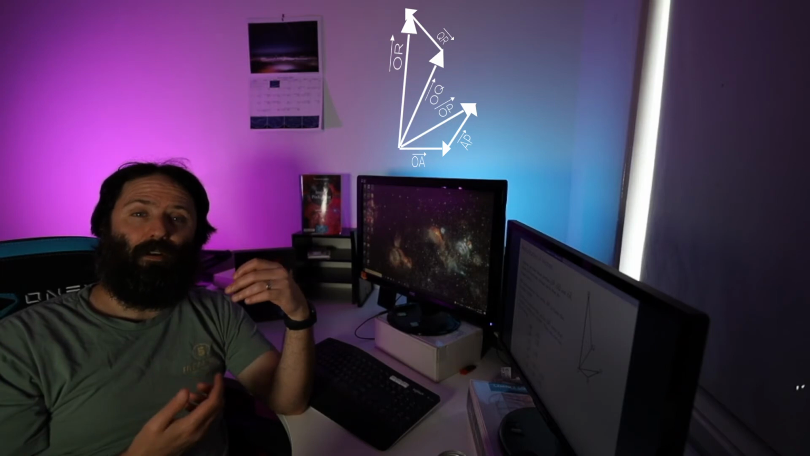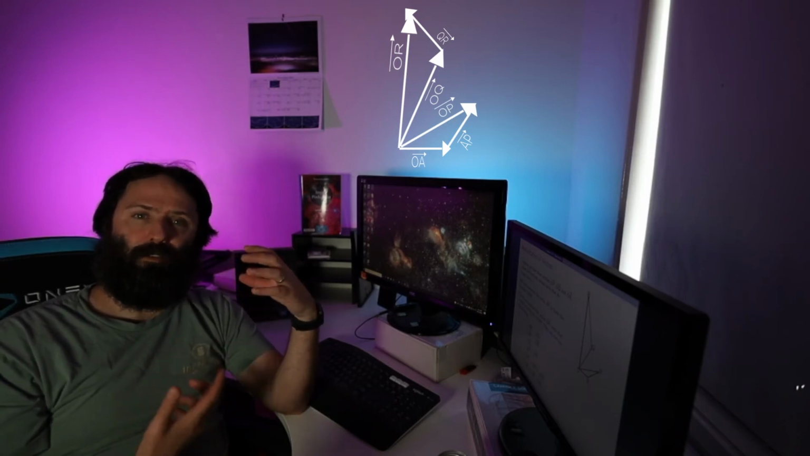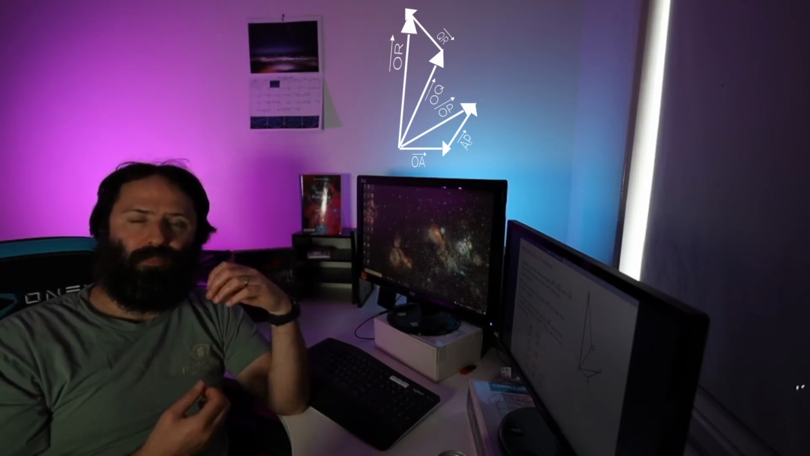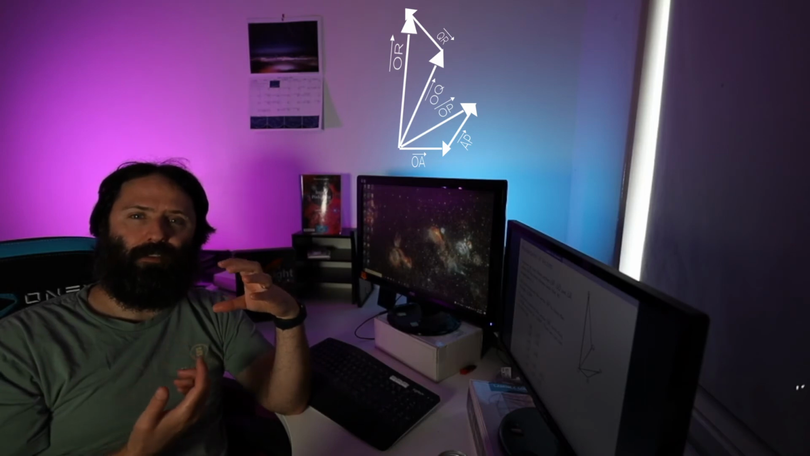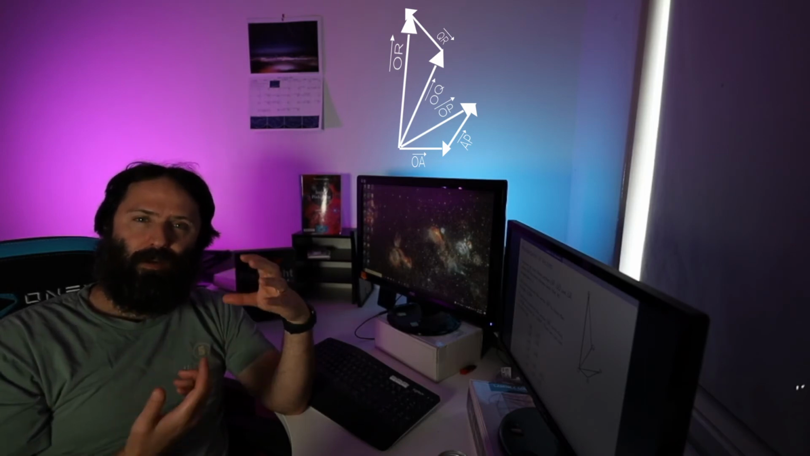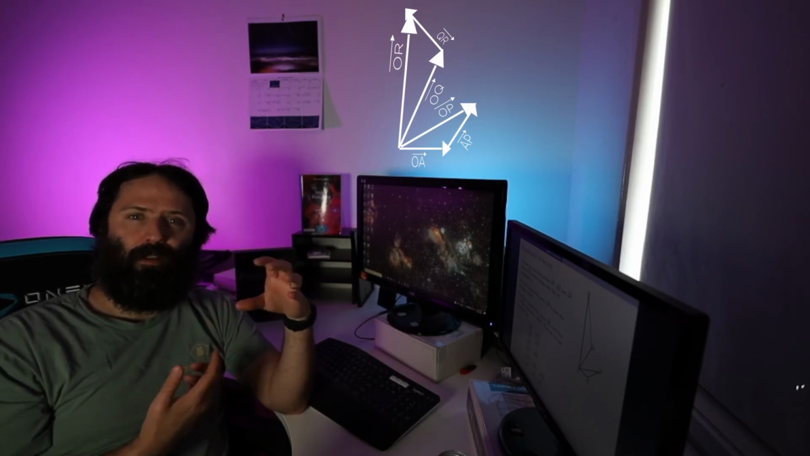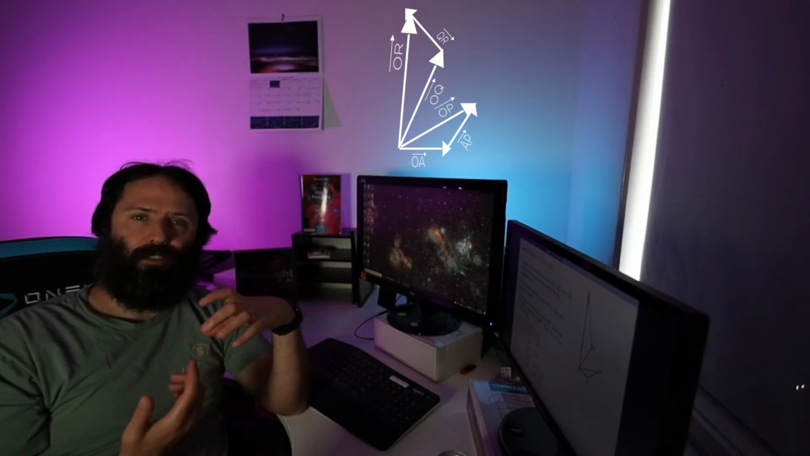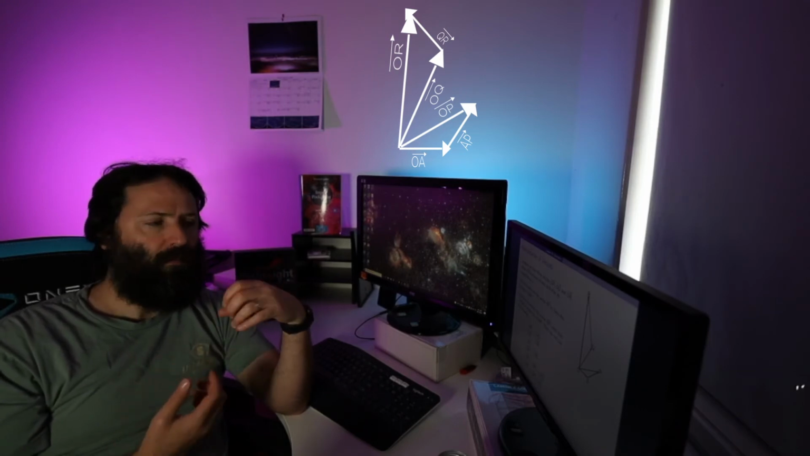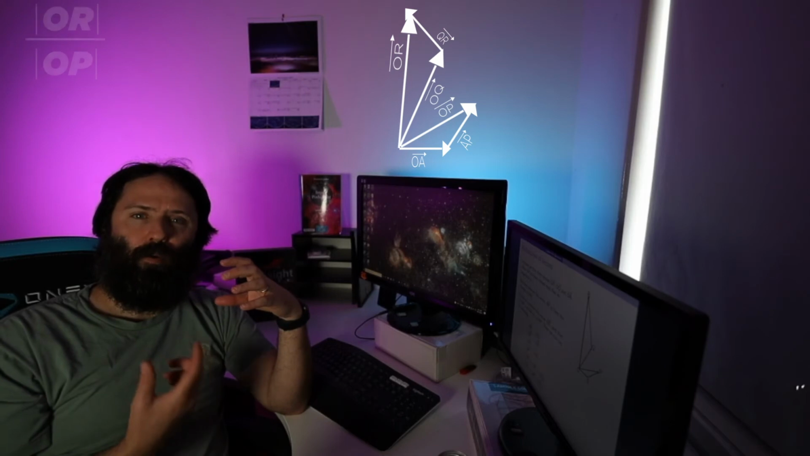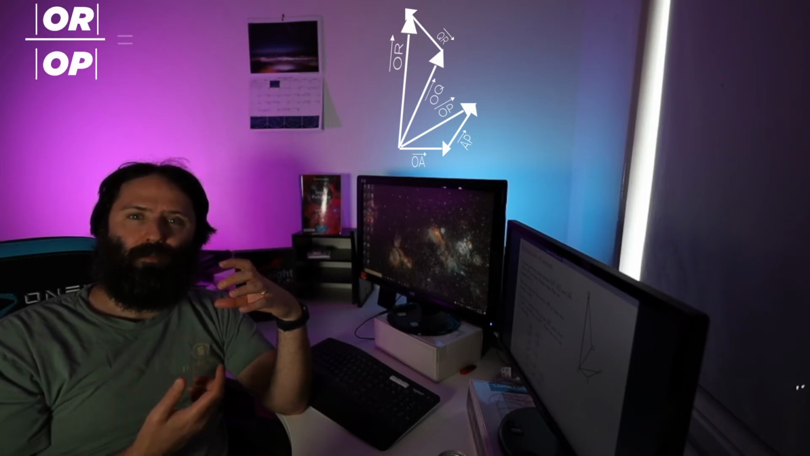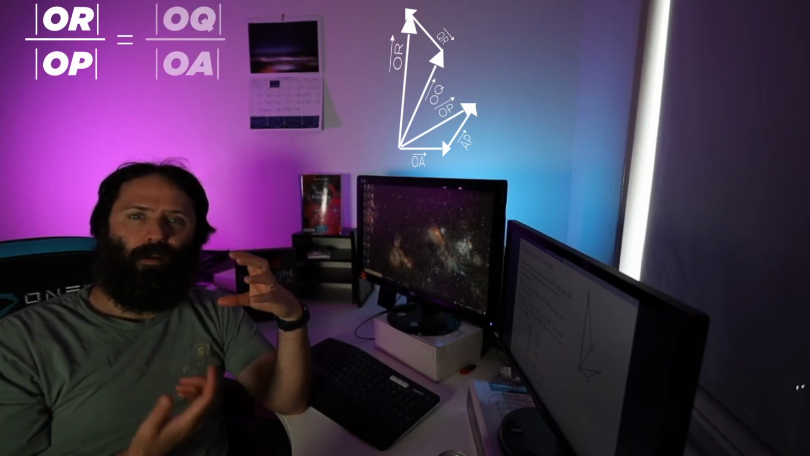And when I say similar, hopefully you realize I mean similar to the triangle OAP. Now let's consider their magnitudes firstly. If we know anything about similar triangles, then we know that we've got some relationships between lengths. Specifically that length OR over OP is equal to OQ over OA.